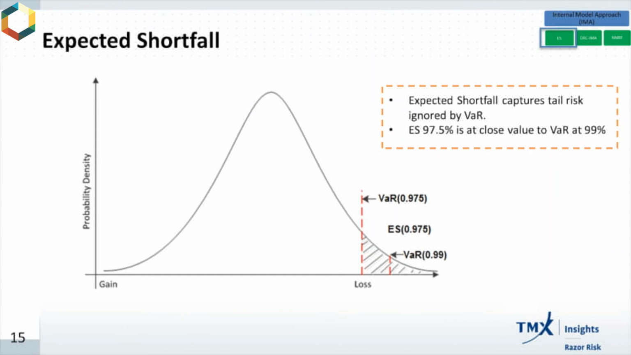The current VAR is based on 10-day 99 percentile VAR. And as we show in the graph, when PNL is normally distributed, expected shortfall at 97.5 percentile is at a close value to 99 percentile VAR.